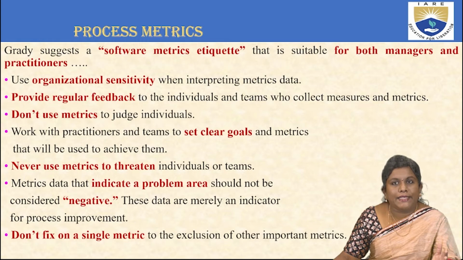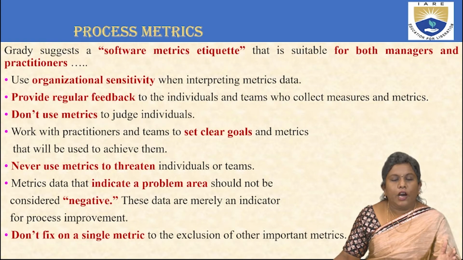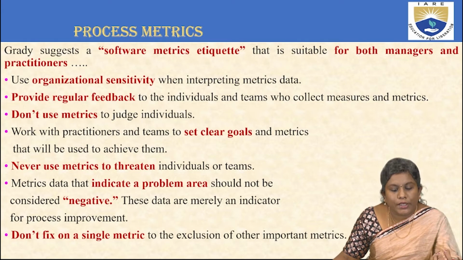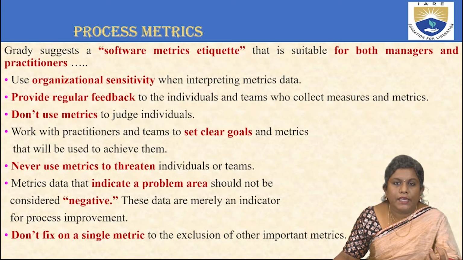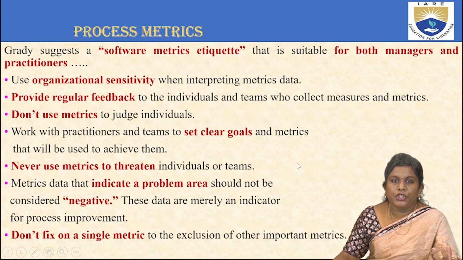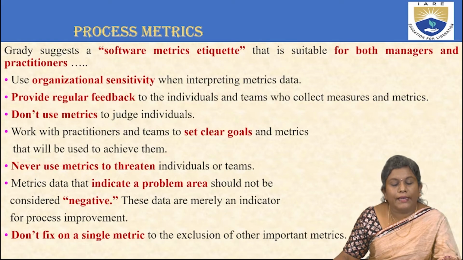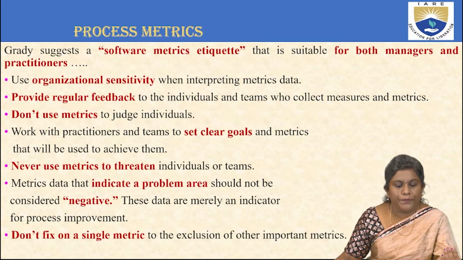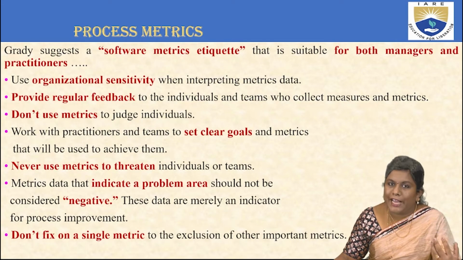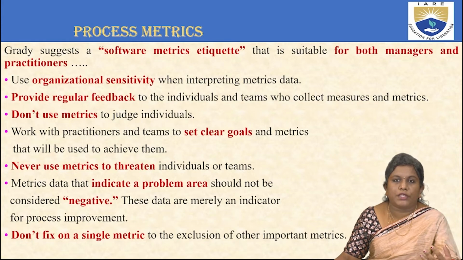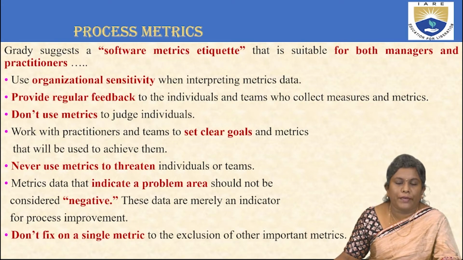Next, there are some etiquettes for software metrics, right? They are, first one is organizational sensitivity. That is, the data should be confidential. The data, whatever is defined, cannot be repeated. So there are some sensitive measures that are there within an organization. Next, regular feedback has to be taken. That is a very, very important metric. That is, etiquette for a software metric.